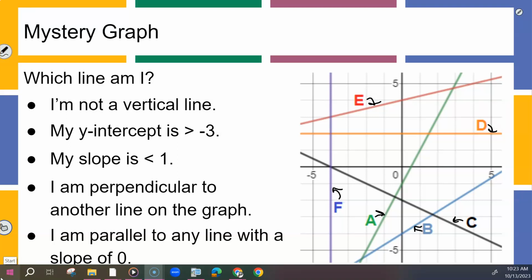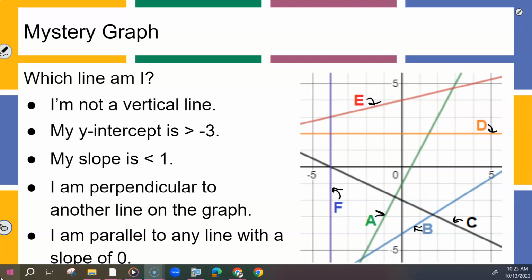Kabir. For D, I said number 1. You're saying line D. Okay, so it has to match all of these things. D is not a vertical line, so it definitely matches this one. Okay, I thought it was.